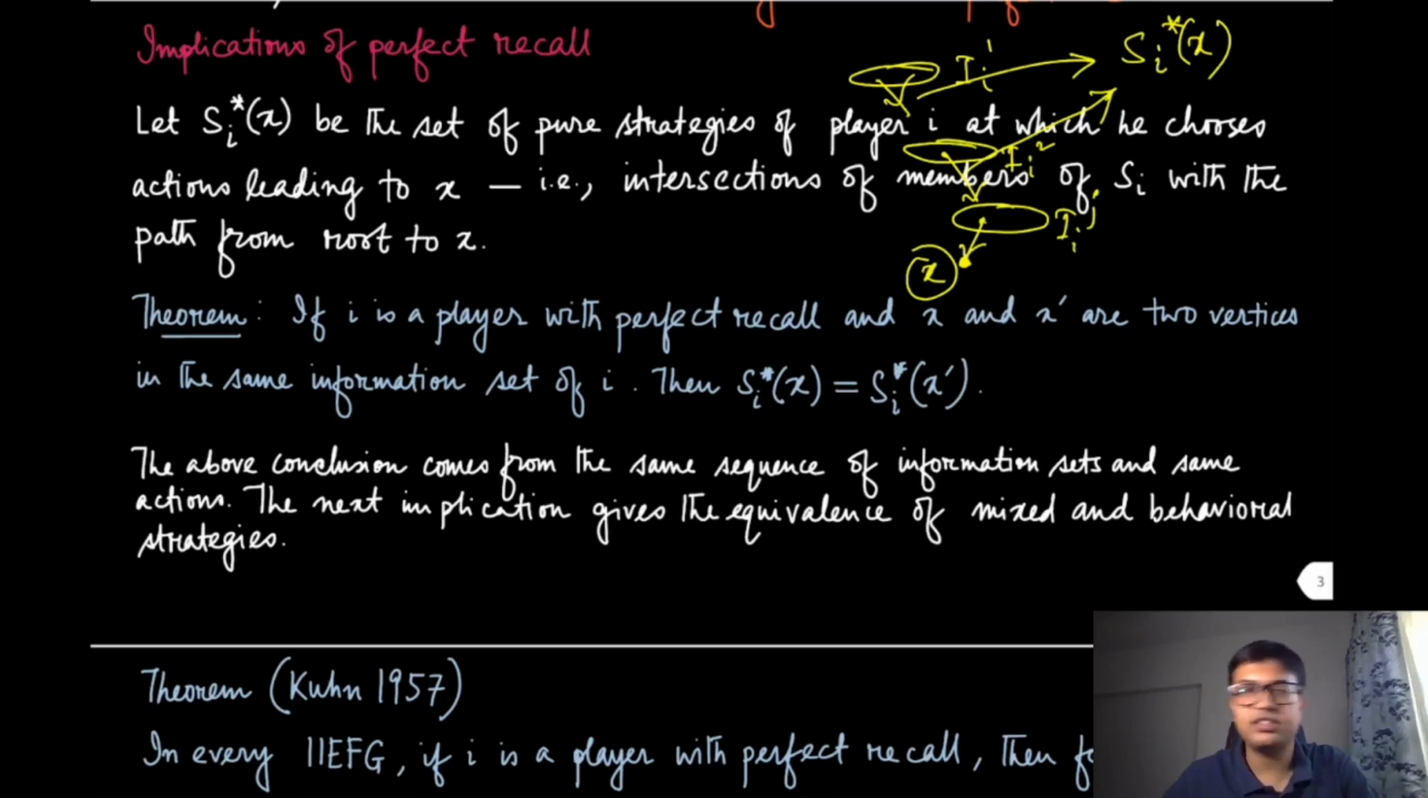So then we have this theorem. It says that if I is a player with perfect recall and X and X prime are two vertices in the same information set of I, then it must be the case that the corresponding sets that we have just defined for these two nodes X and X prime should also be the same. So this conclusion essentially is a result of that condition that it should come from the same sequence of information sets, and you will take the same actions at those information sets.